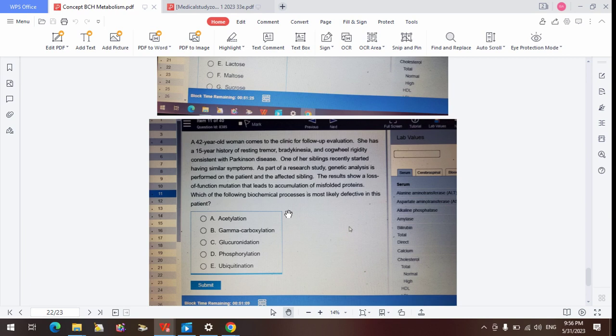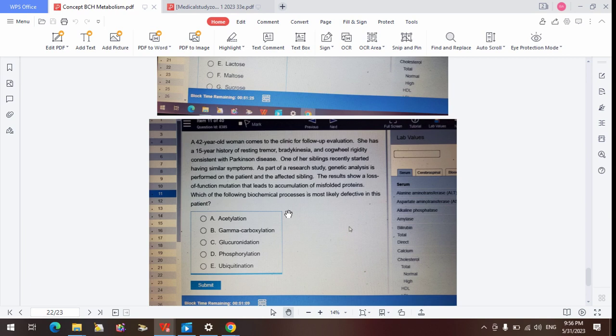Because the question has misfolded proteins, I'll just go for ubiquitination. If there is accumulation of misfolded protein, ubiquitination is what should help eradicate those proteins. So you just have to ubiquitinate them. You add ubiquitin to them, then you target them for proteasomal degradation. So they go to the proteasome and they are degraded.